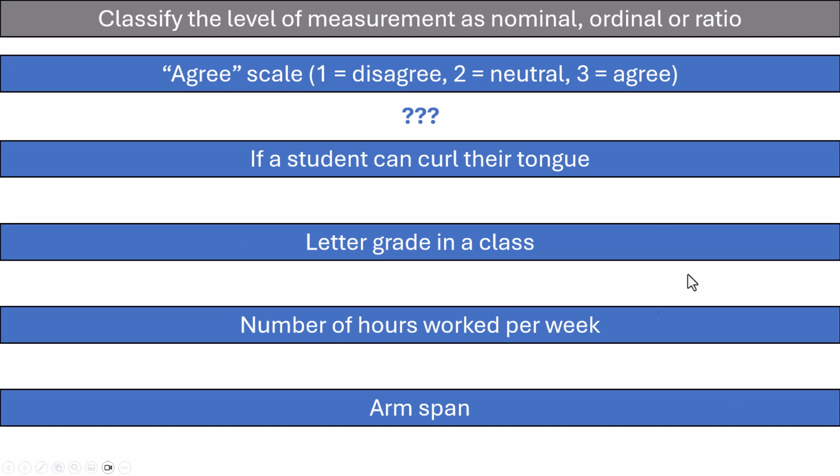All right, so hopefully you've given this a try. If a student can curl their tongue, that's like a yes or no. So that's like a label. That's going to be nominal. Letter grade in the class, that's going to be A, B, C, D, E. So that's not quantitative, but they can be ordered. So we would call that ordinal. Number of hours worked per week, that's going to be ratio. And same thing with the arm span. That's also going to be ratio.